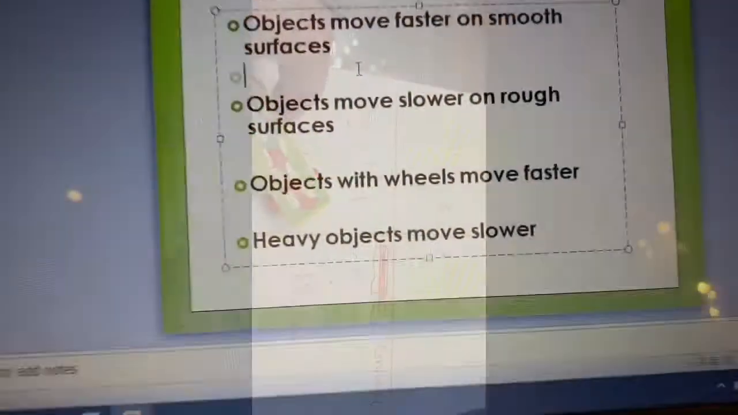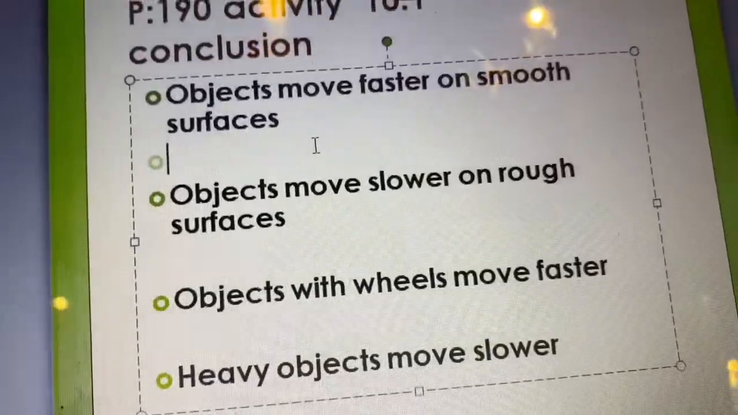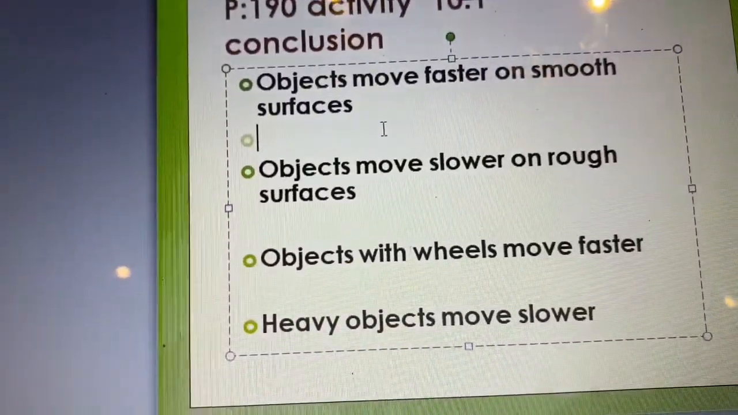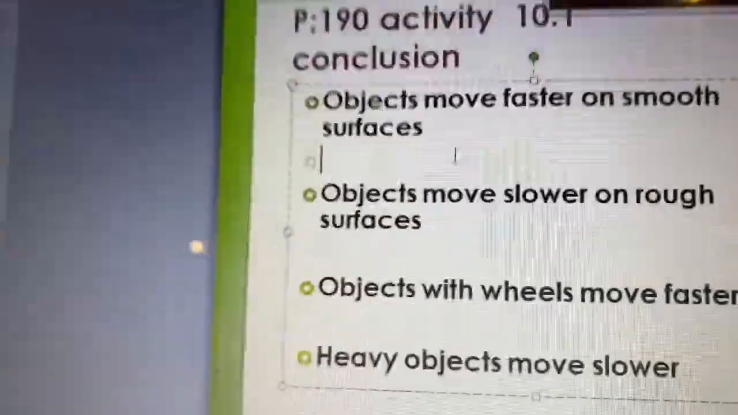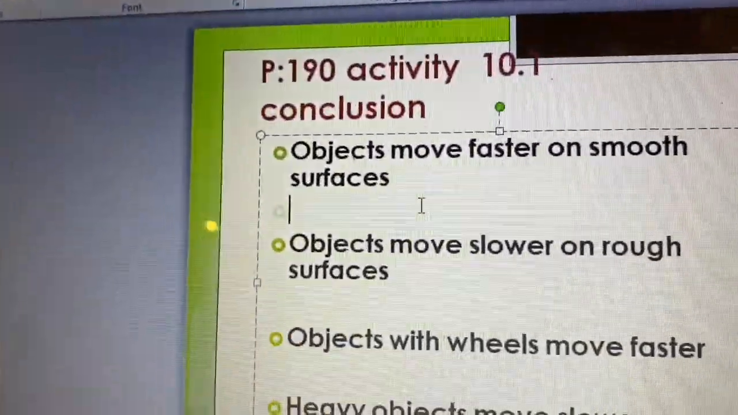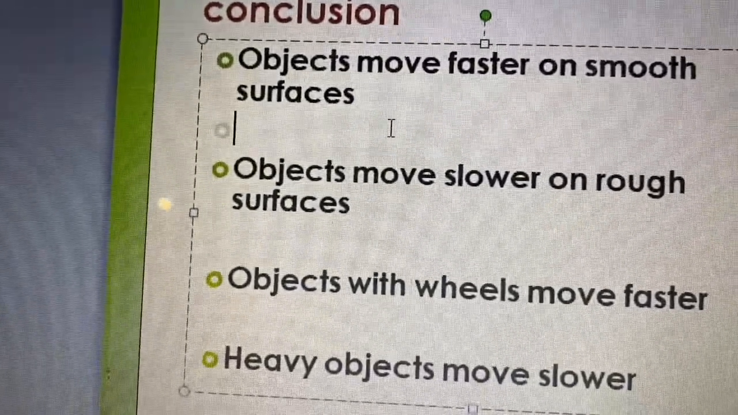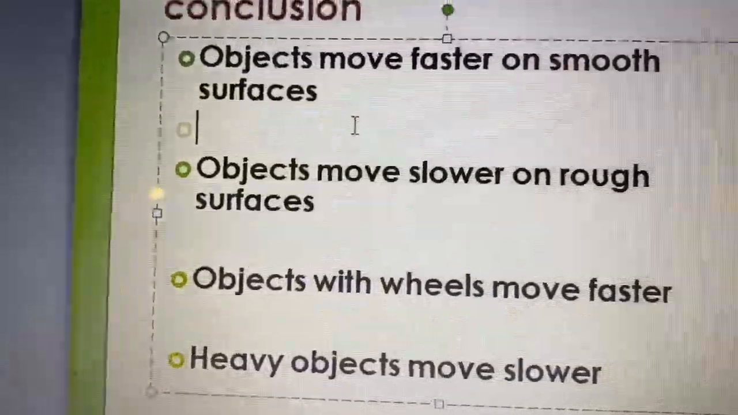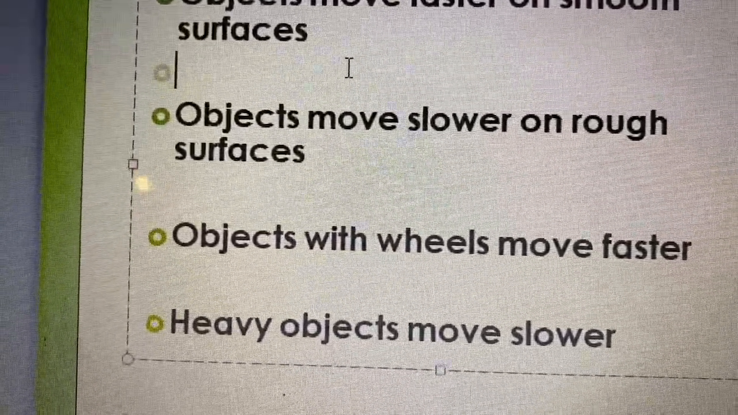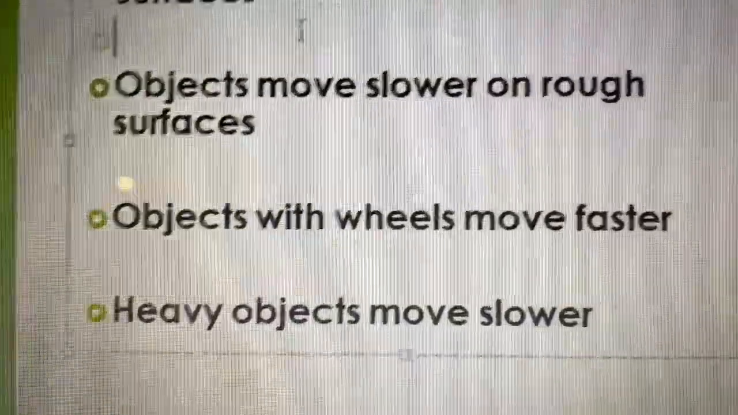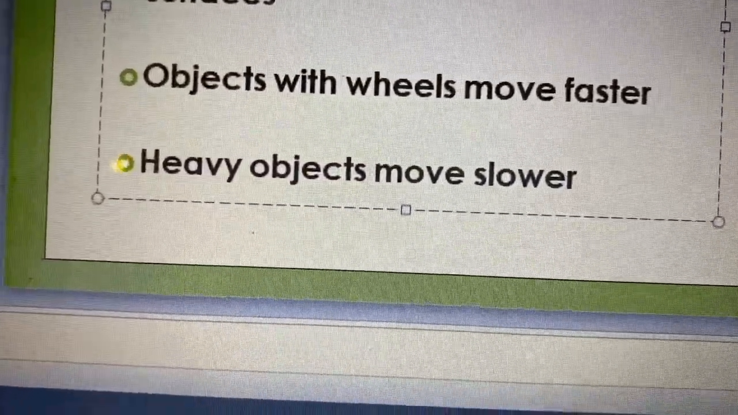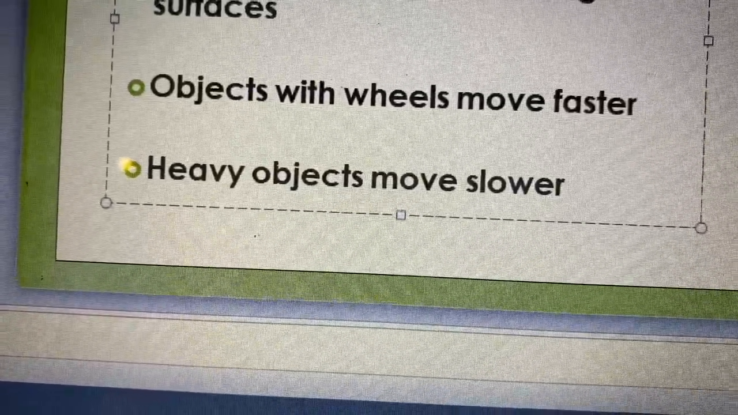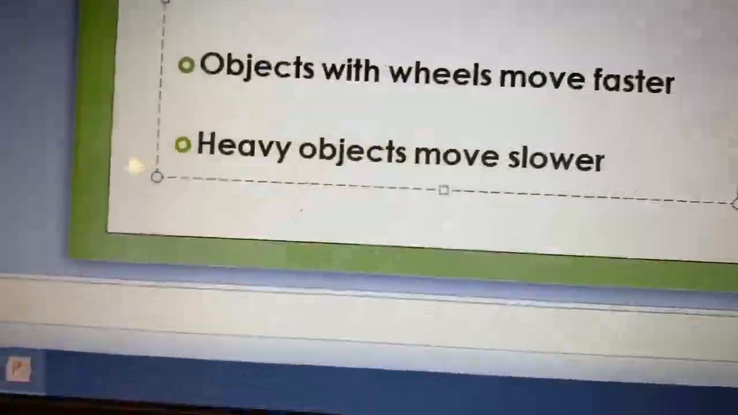Let us find our conclusions. So this is the conclusion. You can find it in the PowerPoint I sent on Class Dojo. Our conclusion is that objects move faster on smooth surfaces. Objects move slower on rough surfaces. Objects with wheels move faster. Heavy objects move slower. What about a lighter object?